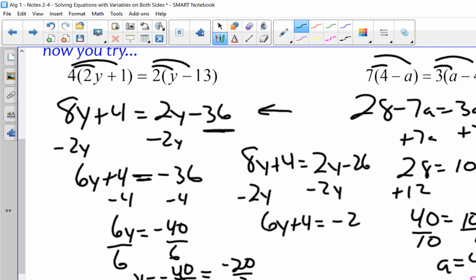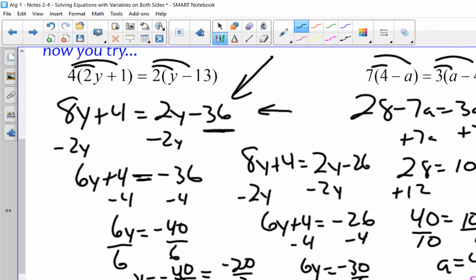I'm going to subtract 4. I get 6y equals negative 30. Divided by 6, I get y equals negative 5. Much nicer answer, but still, I'm not sure if I did anything else wrong. And I'll be honest with you guys, I did that on purpose.